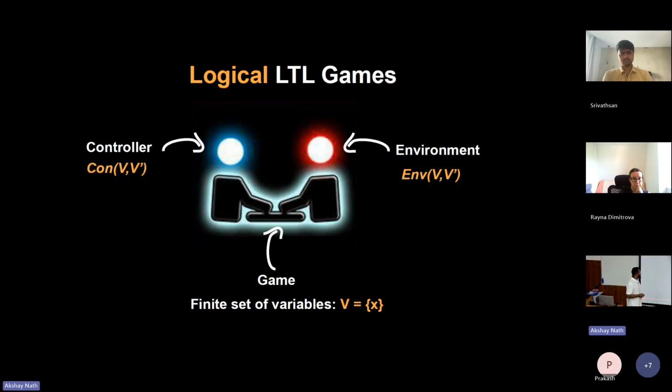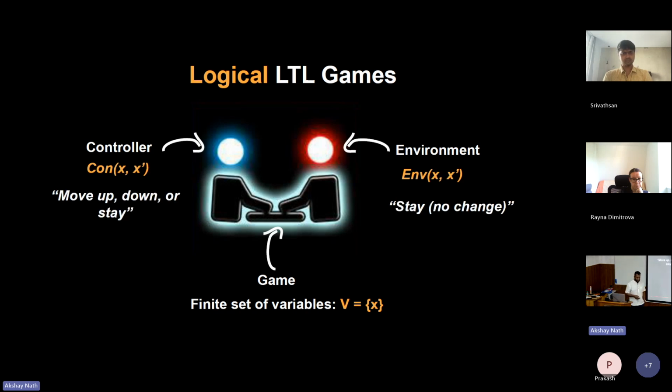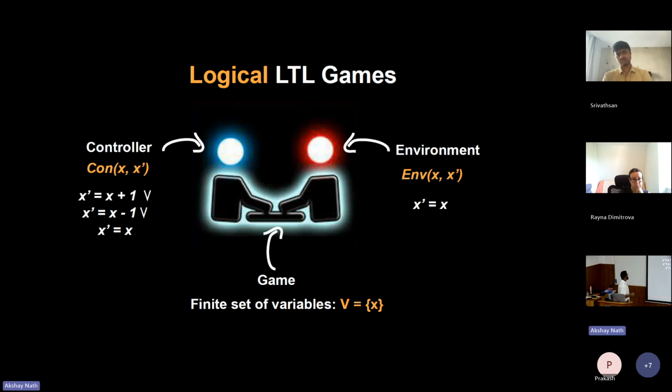So the rules of the game, or the allowable moves of these players, are represented by two predicates, con(V, V') and env(V, V'), which is x' in the context of an elevator. As I mentioned, the controller can move up, down, or stay, and the environment can just stay. And if you talk about encoding this in a logical format, more specifically quantifier-free first-order logic over, say, the theory of linear integer arithmetic, you could have this formula. x' denotes the next state, and x', the next state, could either be an increment, decrement, or stay. And for the environment, it's just stay.